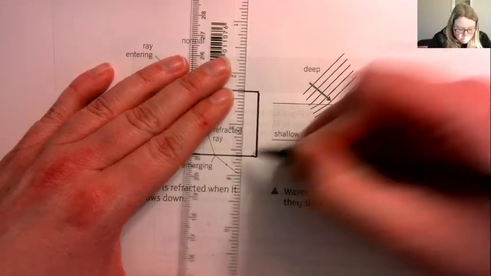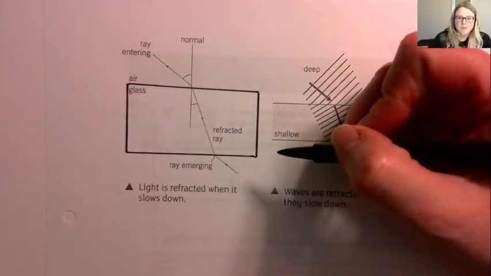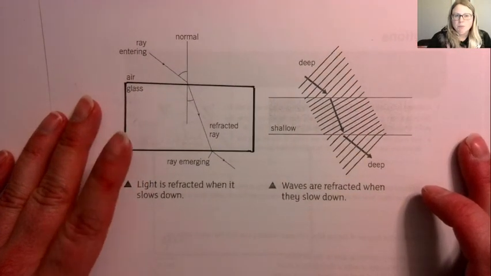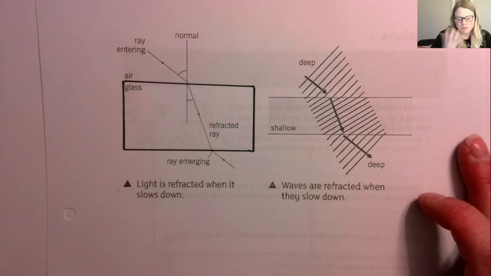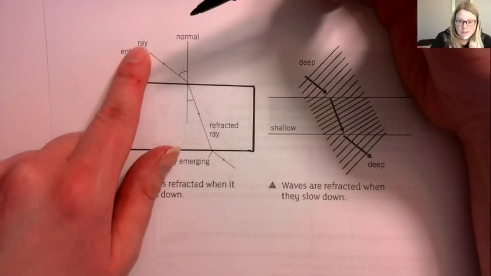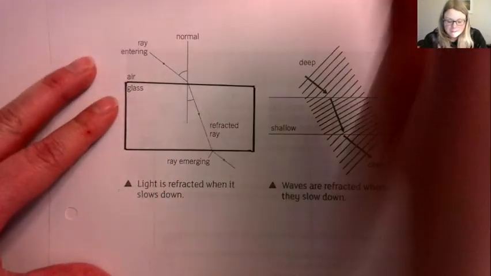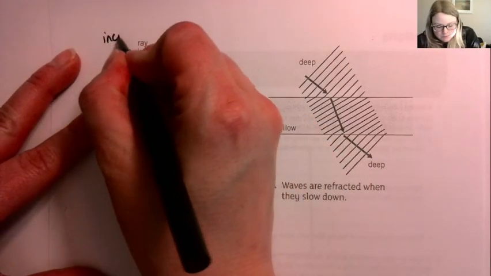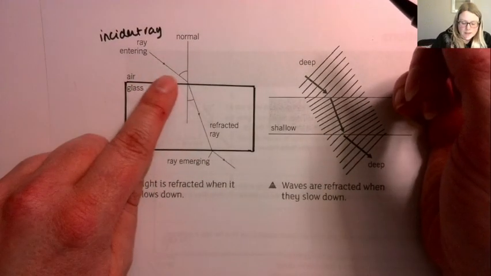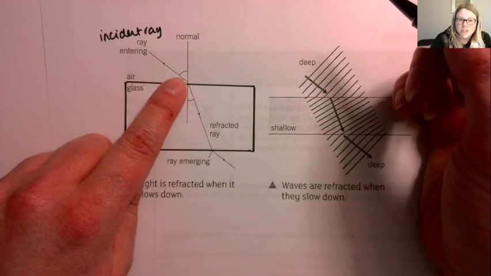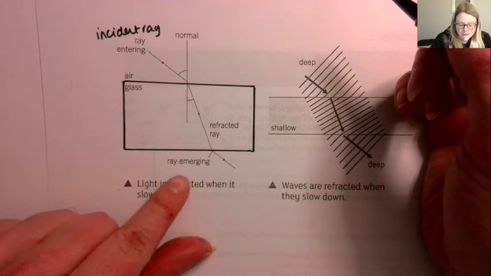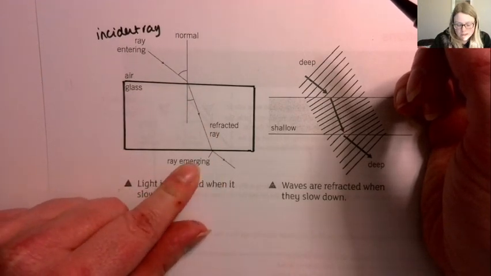So this is the diagram that we have been drawing, but we haven't labelled all the angles and things. We labelled them last week. So this is our ray entering. Remember, we call that the incident ray. Okay. And then whenever it has changed direction going into the glass, then it's the refracted ray. Okay. This here is the emergent ray, or the ray emerging.